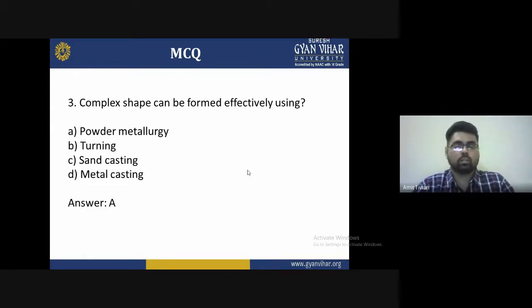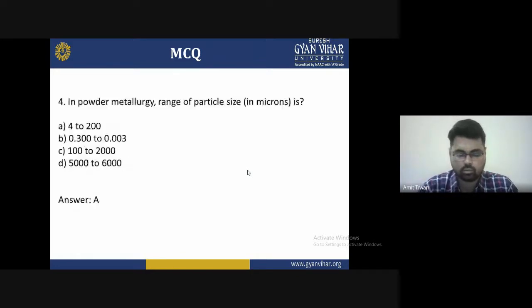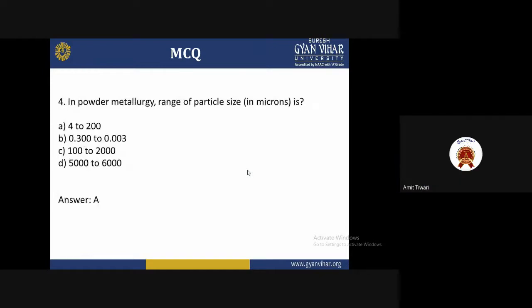So these all are some fundamentals which we adopted for that as it is to be a modified classification. In powder metallurgy, the range of the particle size in millimeter and micron, that is 4 to 20, 0.3 to 0.003, 100 to 200, and 5,000 to 6,000 is the answer for that.